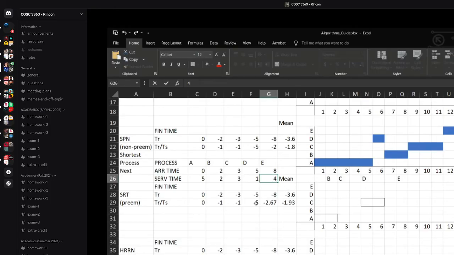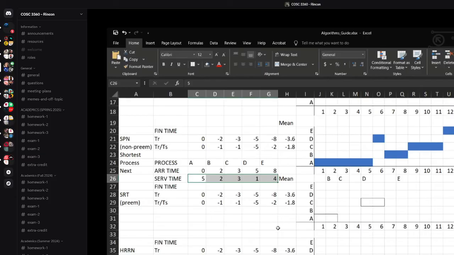So for this case, it will be 4. Yeah. But I think on the exam, all the service times are going to be different anyway, just so that it's not too confusing. I'm pretty sure it is. Yeah. But it could be not. I don't know. I'm not 100% sure about that.